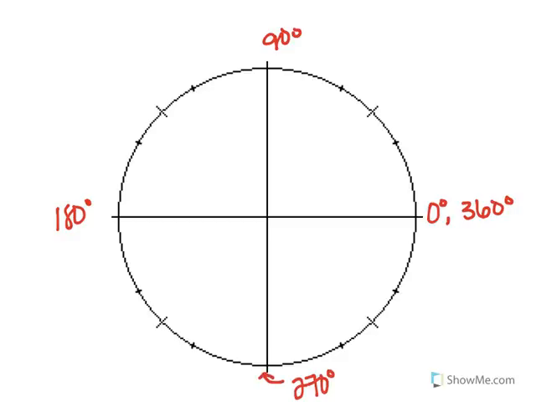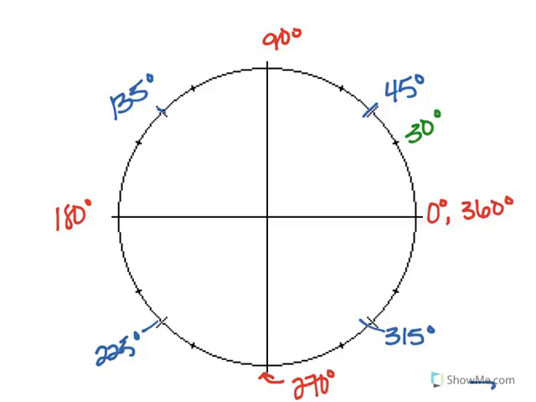Now, looking at these middle pieces, this is halfway between 0 and 90, so that's going to be 45 degrees, and it's going to be going around in 45-degree increments every time. So we've got 135 here, 225 here, and 315 here. And now the rest of these are in 30-degree increments.